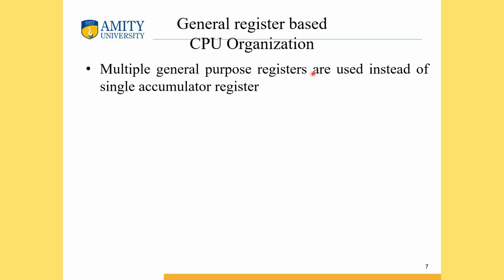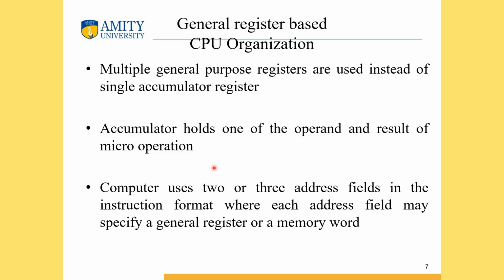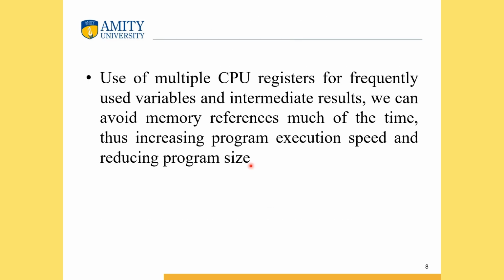So multiple general purpose registers are used instead of a single accumulator. The accumulator holds one of the operands and the result of the micro operation. The computer uses 2 or 3 address fields in the instruction format, and each address may specify a general register or a memory word. Use of multiple CPU registers for frequently used variables and intermediate results lets us avoid memory references, so much of the time is saved. Hence it increases the execution speed of the program and also reduces the program size.